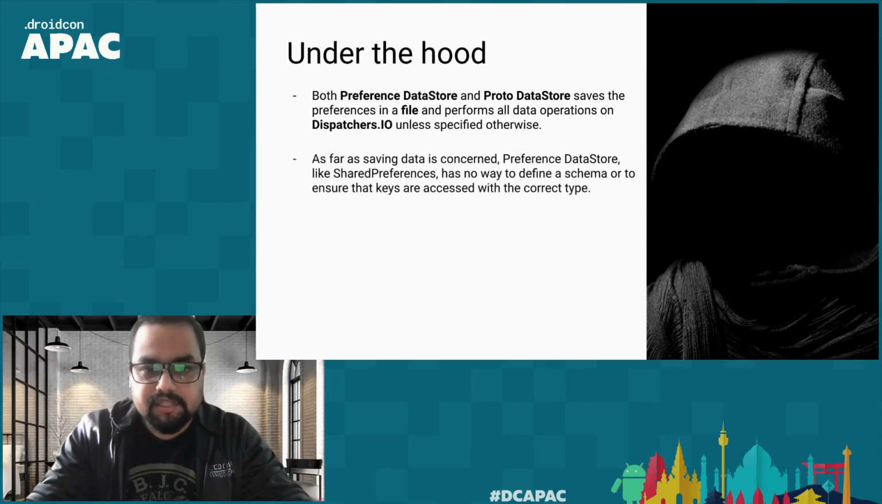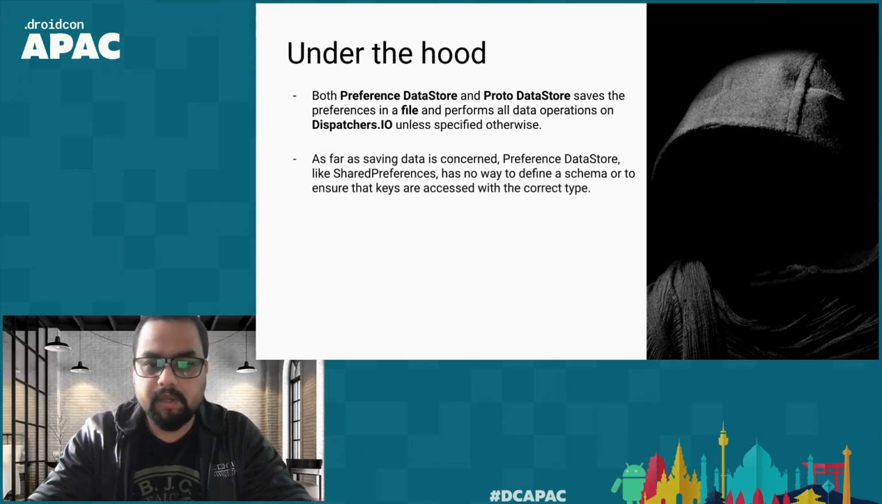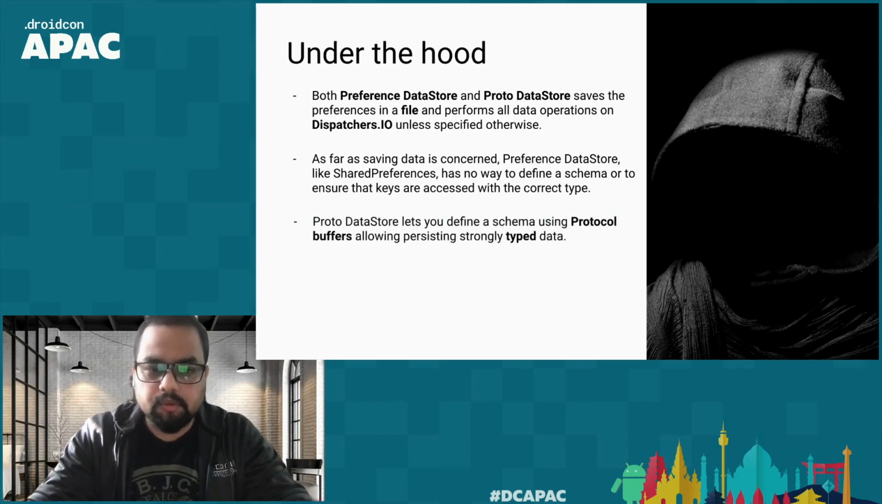As far as saving the data is concerned, preference data store, like shared preference, has no way to define a schema. So there is no schema; it's a kind of flat data that we use to save. And also we can't assure that the keys are accessed with the correct type. For proto data store, it helps you define a schema using protocol buffers, allowing persistently storing typed data. So whatever you want to save is strongly typed, and there is a particular schema which will help you identify the type of the object that you are saving into your preferences.